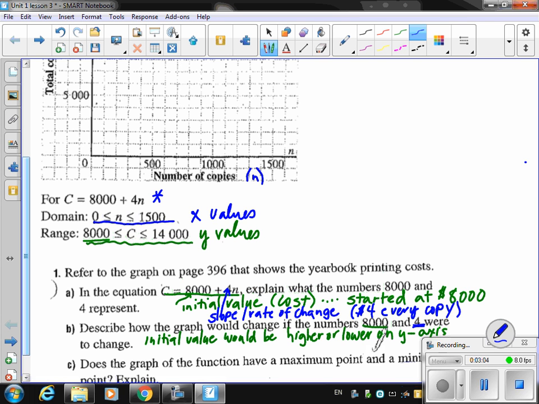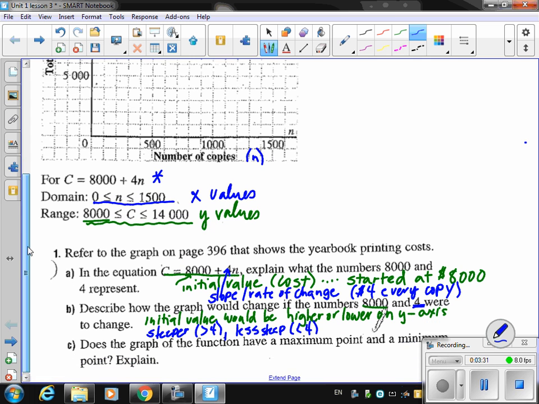That means the copies would be more expensive or less expensive, and that would make the graph steeper if it were greater than 4, or less steep if it were cheaper. Less steep, help if I could spell. If it were less than $4. Don't worry about the symbols so much. Let's just get the idea.